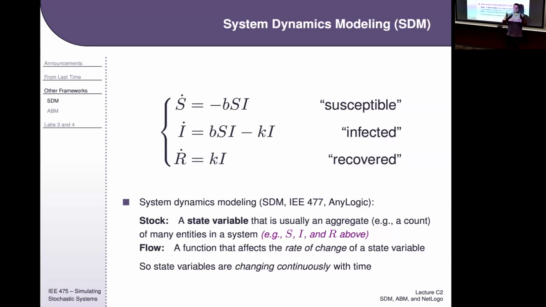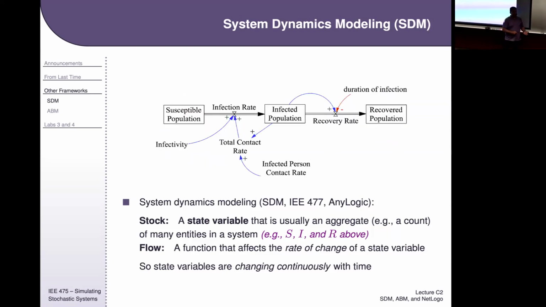But if you were to average over all possible universes where this potential epidemic could happen, this would be the average behavior across those universes. So that's what we mean by system dynamics modeling.